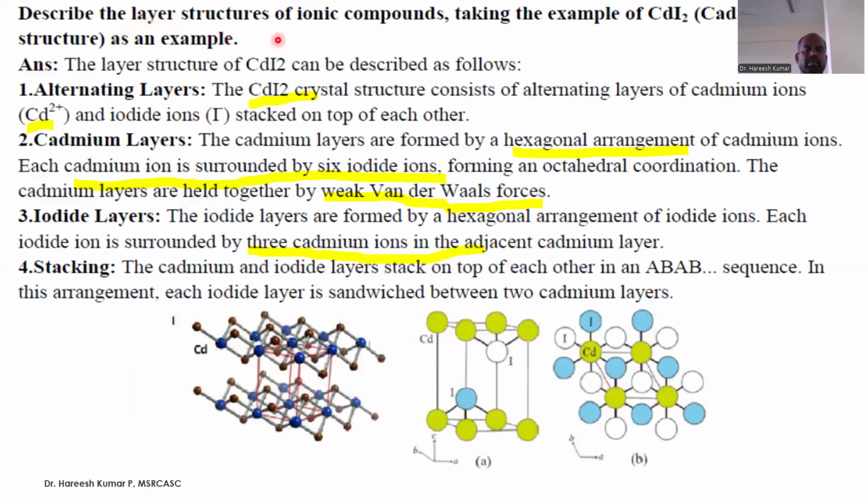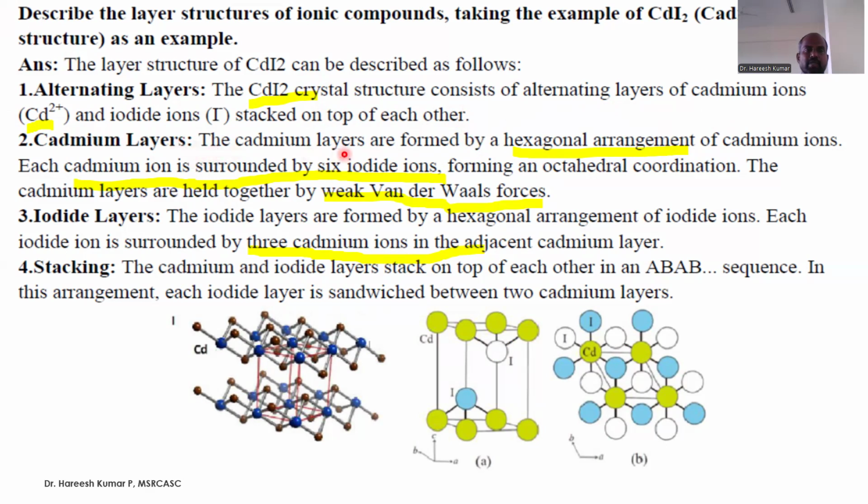Describe the layer structure of ionic compounds, taking cadmium iodide as an example. The layer structure of cadmium iodide can be described as follows. Alternating layers: the cadmium iodide crystal structure consists of alternating layers of cadmium ions, Cd2+, and iodide ions, I-, stacked on top of each other.